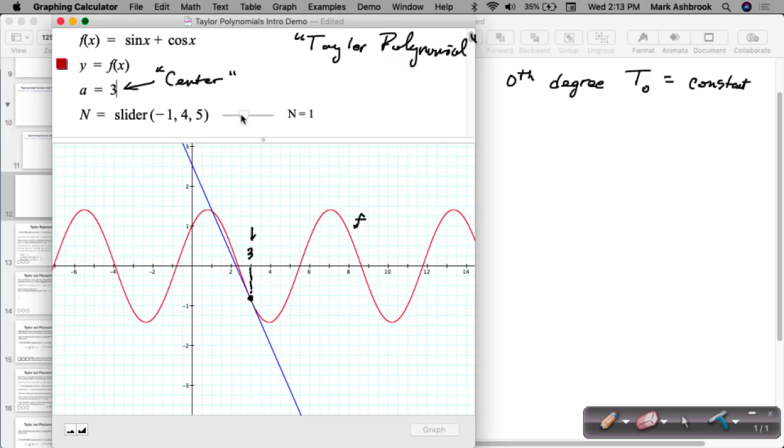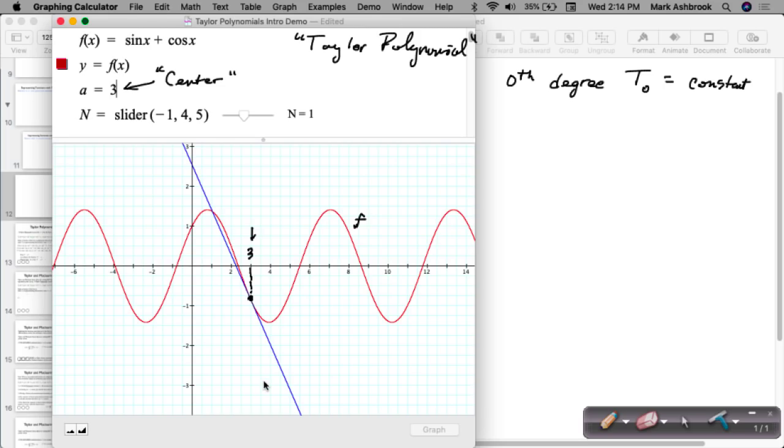So that's the 1st degree Taylor polynomial. It's a linear function that's trying to approximate this sinusoidal curve centered at 3. So it gets the function value right at 3, and it gets the slope right at 3. So that's the 1st degree. What about the 2nd degree or quadratic polynomial?